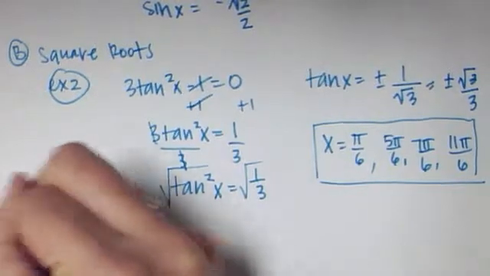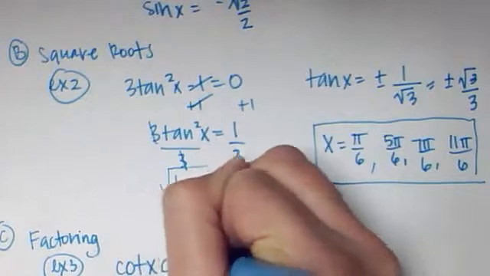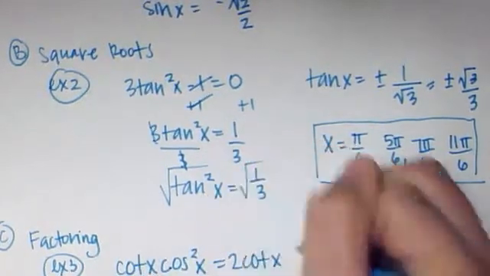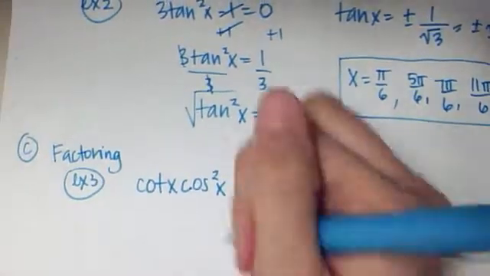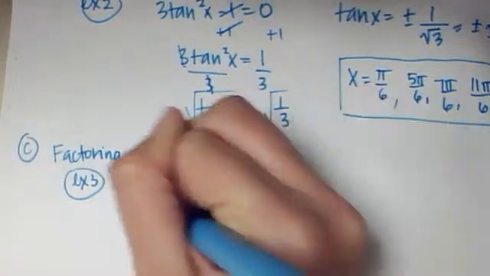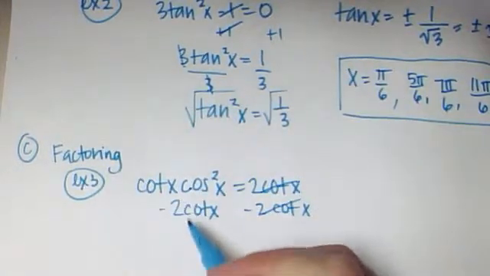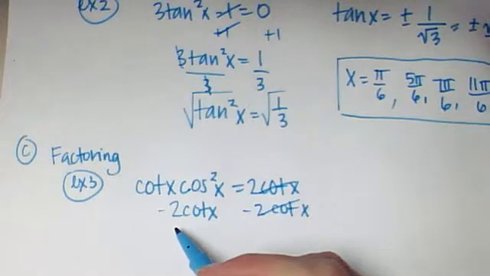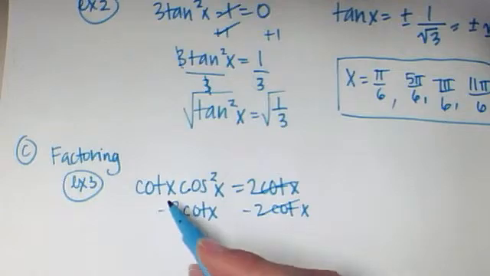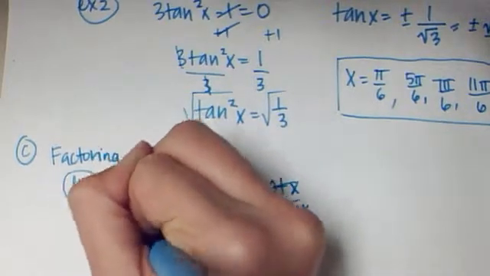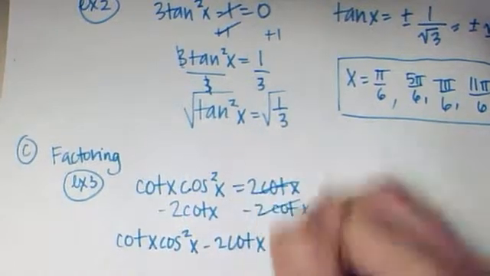For example, number 3, if I have the cotangent of x times the cosine squared of x equals 2 times the cotangent of x. If I want to be able to factor something, I've got to move all of my like terms to the same side, so I'm going to subtract 2 cotangent of x from both sides. People all day today were confused here and tried to kind of subtract this and get negative cotangent. You cannot do that because this is cotangent cosine, which is not the same. These are not like terms. So you have cotangent of x, cosine squared of x, minus 2 cotangent of x equals 0.